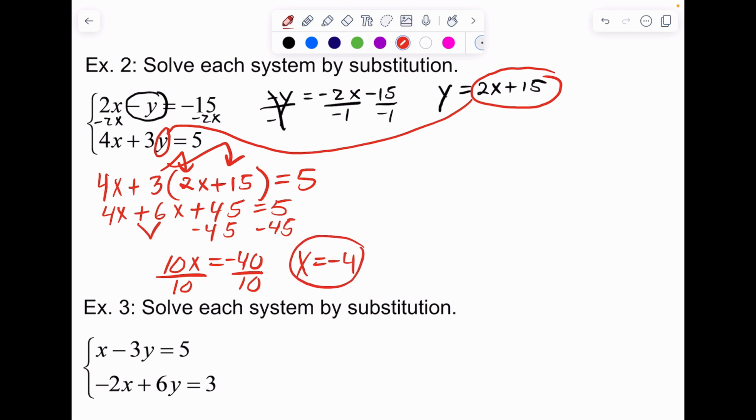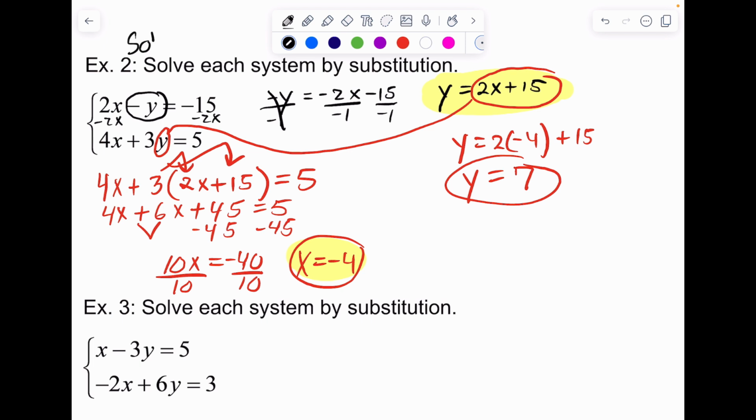Now that I know that x equals negative 4, I'm going to go ahead and plug that value into the easiest of equations, which is the one that I solved for y. So y equals 2 times negative 4 plus 15. So y is going to equal 7. Now let's always remember to check. So my solution, I say, is negative 4, 7.